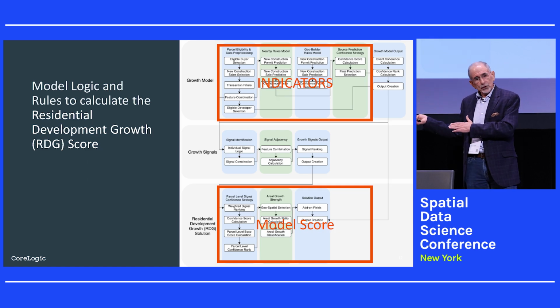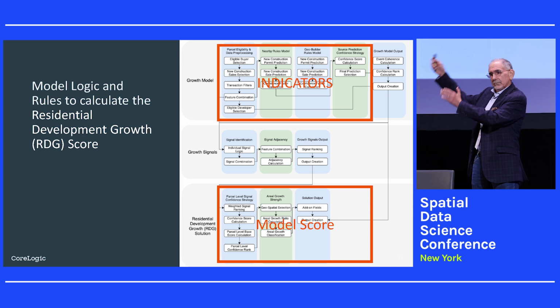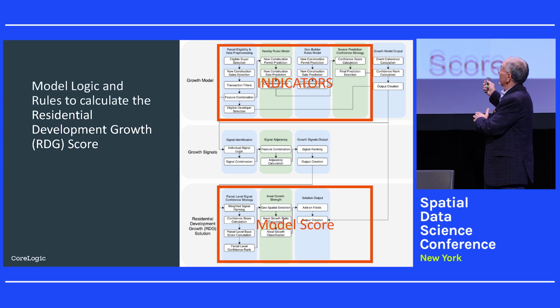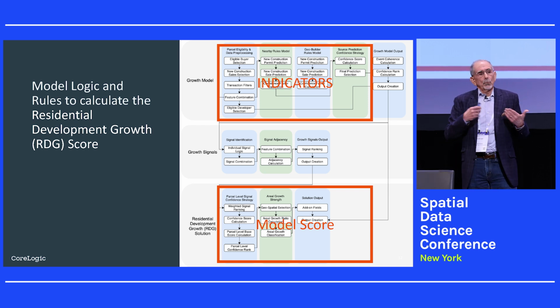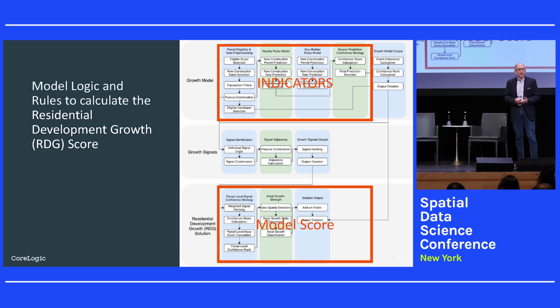This is the model logic. I'm not going to go through it. Indicators go in, score comes out. We came up with what we think is a fairly good indication. Again, it's the difference between using the factual indicators. If you're a data scientist, you may want to chug along with that data and analyze it all you want. But sometimes you just want the answer.